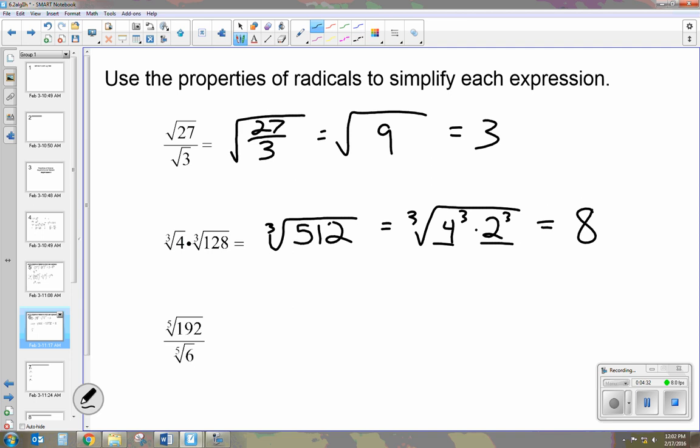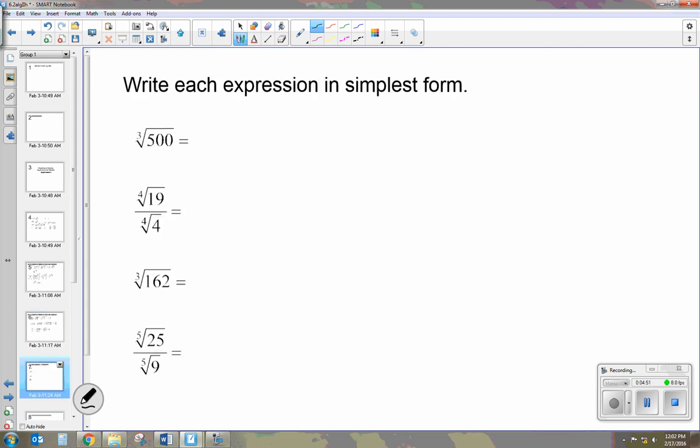In this case, this is another problem where 6 is a factor of 192. So we can write this as the 5th root of 192 divided by 6, which is the 5th root of 32, which is simply 2. Once again, with these, we want to continue to simplify. So we can write this as the cubed root of 125 times 4, which is 5 times the cubed root of 4.